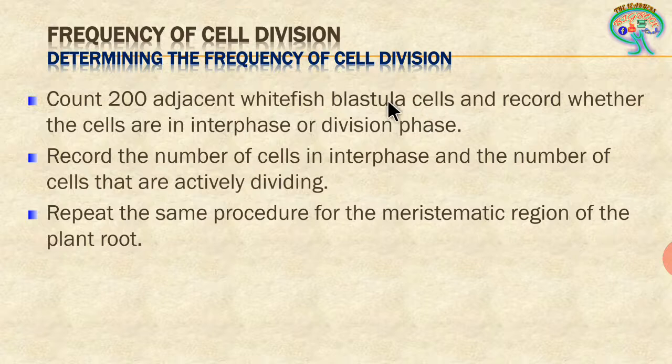Further, you are going to repeat the same procedure for the onion root cells. Here we considered whitefish, and here we are going to consider the plant root, that is, the onion root tip cells. For both, for one you can consider 200 adjacent cells and for the other you can take a different number, or you can consider both organisms with the same number of cells.